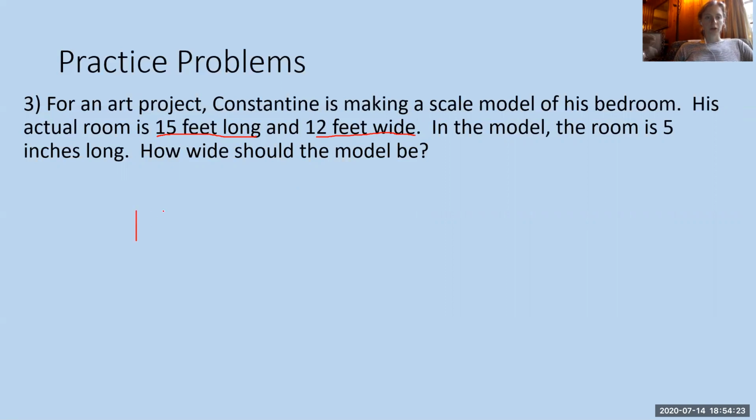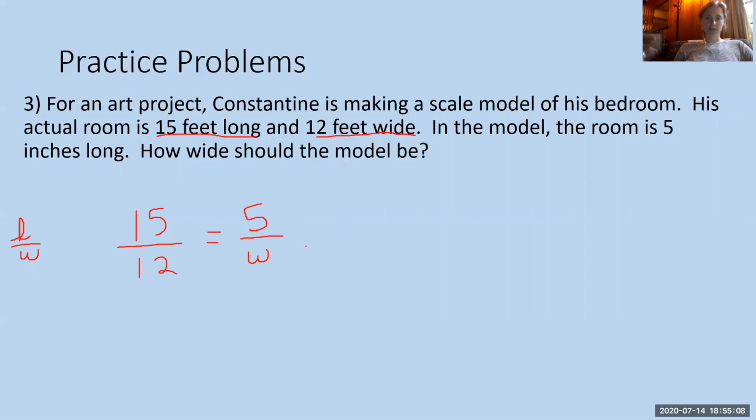So we know, right, we're comparing length and width here. Length and width. Make that a cursive L so it doesn't look like a 1. So in his actual room, the length is 15 and the width is 12. In the model, the length is 5 inches, and we want to know what the width is in the model. So how many inches? I'll say W for width. Okay, so we set up our proportion.